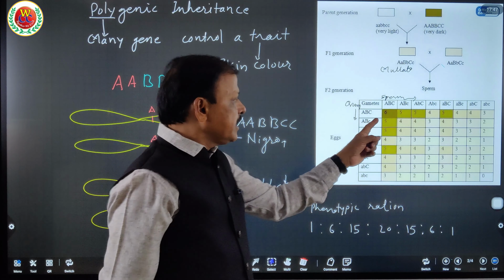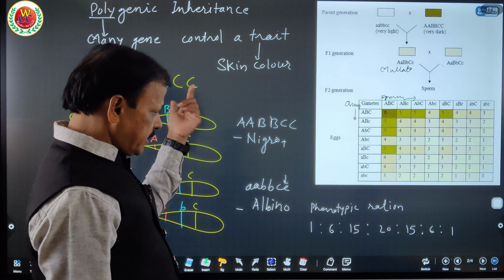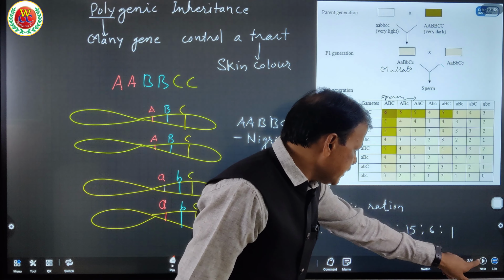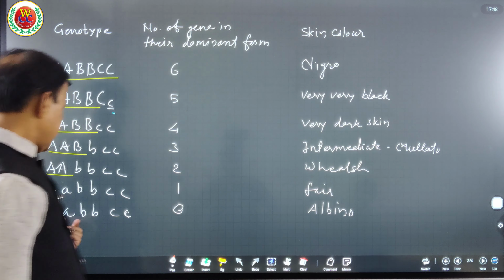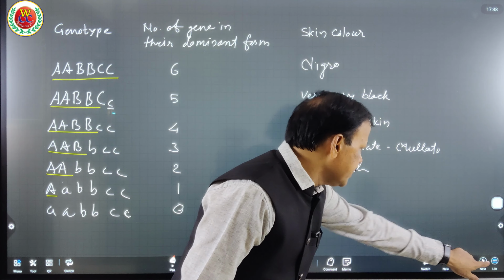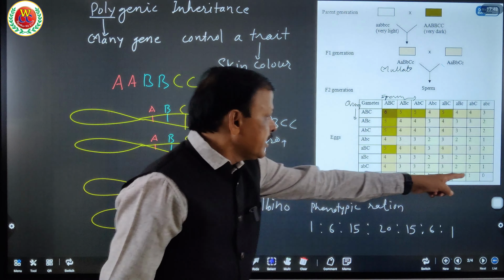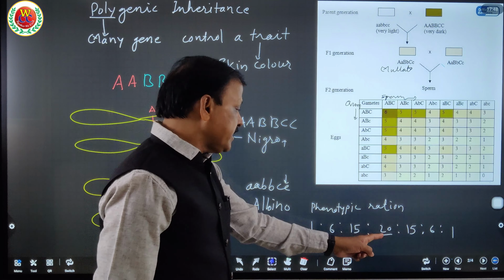1:6:15:20:15:6:1. Who is this one? One with 6 dominant genes. As I said before, here the number of genes is 6. How many individuals are there? Only 1. Now the number of genes in dominant form being 0 is also only 1. Let me tell you once again from that diagram, small aa, small bb, small cc, 0 dominant genes, that is albino, and therefore it becomes very clear to understand albino color. Here the number of genes in dominant form is 0. Therefore, out of 64 combinations, 1 is Negro, 1 is white, and these 20 which are mentioned here are intermediate, that is what mulatto.